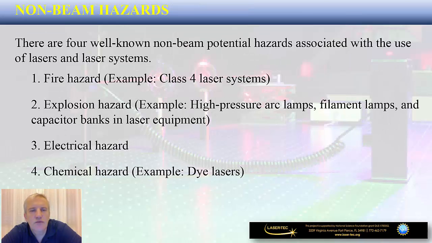And then finally, at the end, we also want to mention that there are some other non-beam related hazards in a laser lab. We are going to mention four of them here. The first one is fire hazards, for certain types of lasers, especially class 4, that can cause a fire if not used in a proper way. Number 2 is the explosion hazard for certain types of lasers, such as high pressure arc lamps, filament lamps, and capacitor banks in laser equipment. The third one is electrical hazard, because you are dealing with electrical equipment.